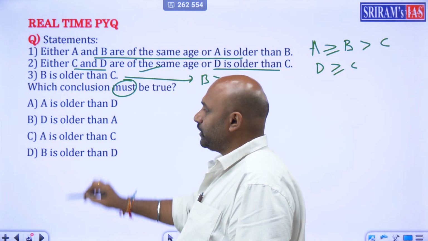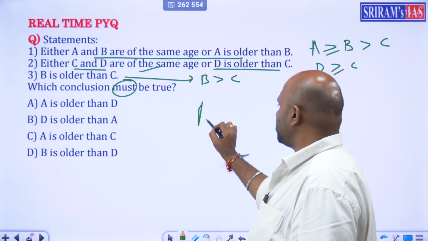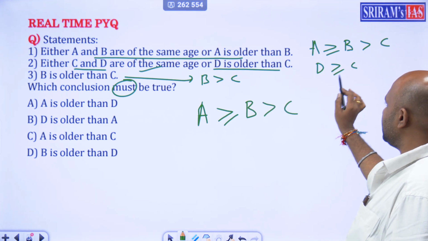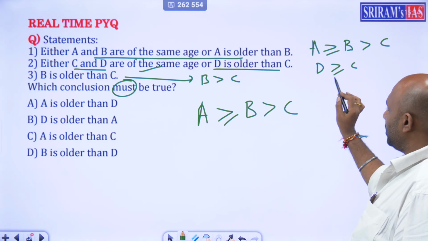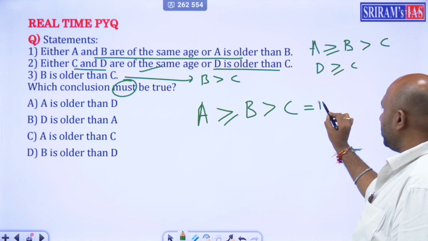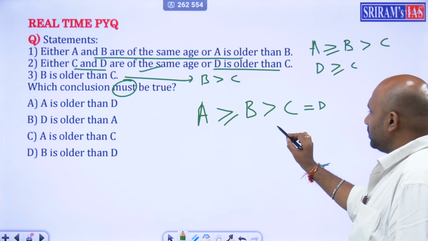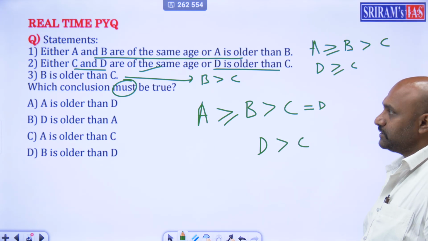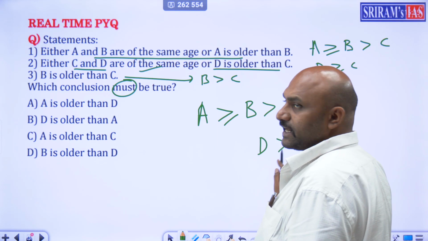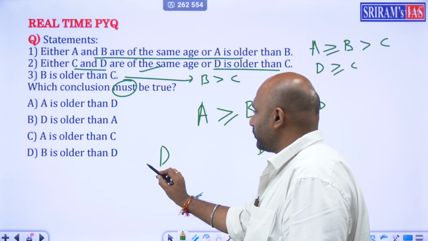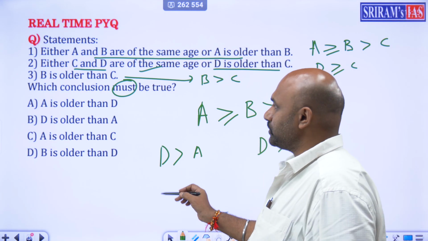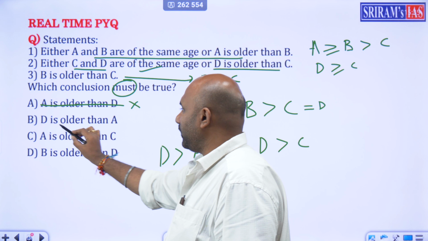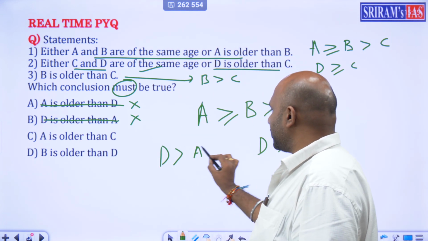Which conditions must be true? This clearly shows that A is greater than or equal to B, B is definitely greater than C, and C is less than or equal to D. That means C can be equal to D, or D is greater than or equal to C. Since D is greater than C, D can come here also. D can be greater than A also. So A is older than D must not be concluded. D is definitely older than A, that also we cannot conclude, because D can come here, D can come here also.